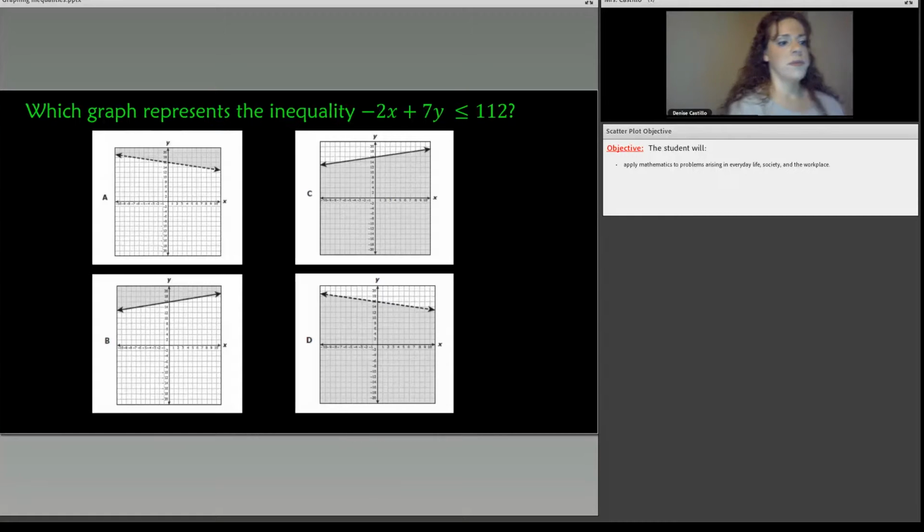Now, remember about inequality symbols: when we have less than or equal to, when we have greater than or equal to, because it has the equal sign underneath, that means it is also equal. So those lines will be solid.